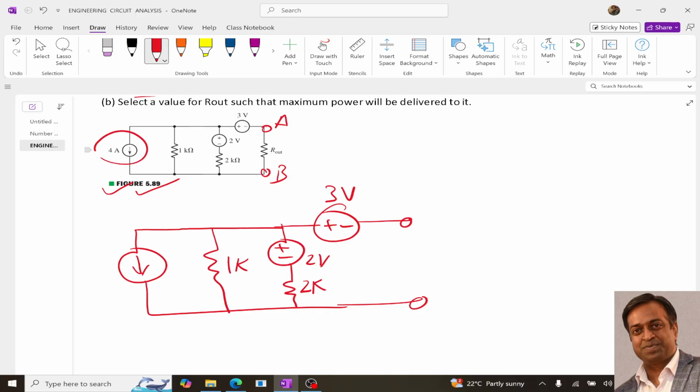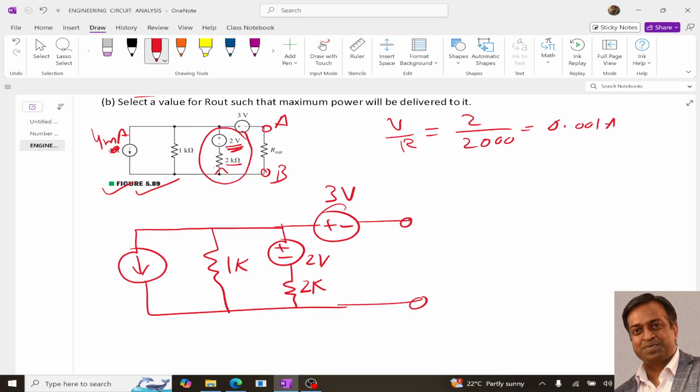Over here it is given 4 ampere, but it should be 4 milliampere, because if it is 4 ampere, then this current will be too large in comparison to these currents, because over here the resistance is in kilo ohm and the voltage is 2 volt. If we approximately determine the current because of this 2 volt, it will be V upon R, so 2 upon 2k. 2k means 2000, so it is 0.001 ampere, which means 1 milliampere.